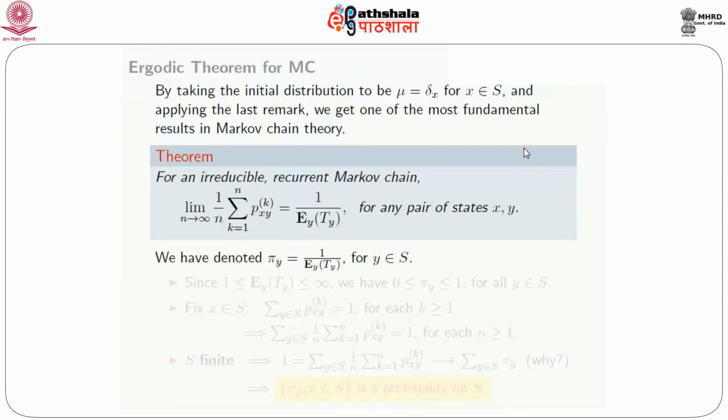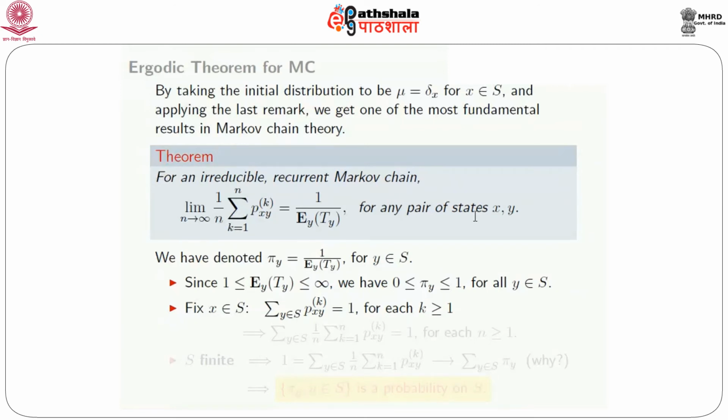Okay, we denote pi y to be 1 over E_y T_y for y in S. Since E_y T_y lies between 1 and infinity, it can take the value infinity, and it can also take the value 1. We immediately conclude that the number pi y that we define has to lie between 0 and 1 for every y in S, and it would be 0, of course, when E_y T_y is infinite. So these numbers pi y are between 0 and 1.